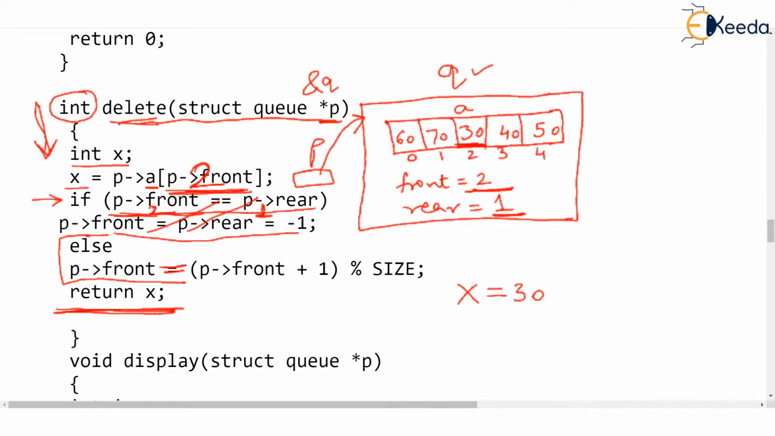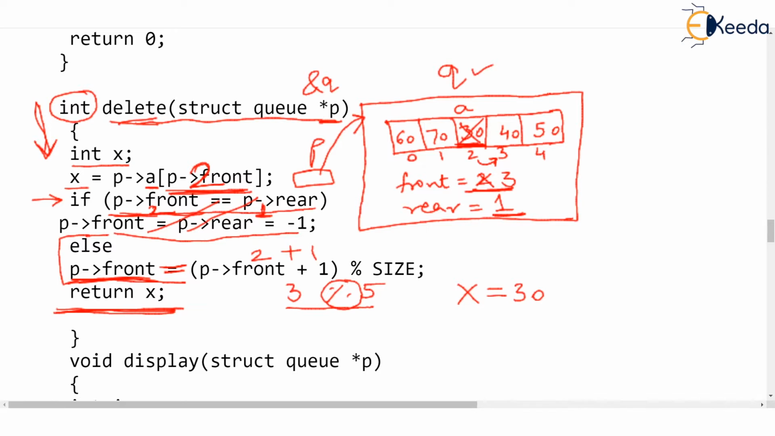Substituting the value of the front right now, which is 2, 2 plus 1 is 3. Then 3 % size, remember size is 5, it's a hash defined constant, and 3 % 5, the remainder, the mod, is 3. So the new value of p arrow front here becomes 3. It's quite obvious, isn't it? Tell me, if you are removing this 30, then the next element should become frontmost, as we learned even in linear queue. So front is no more 2, front has become 3.